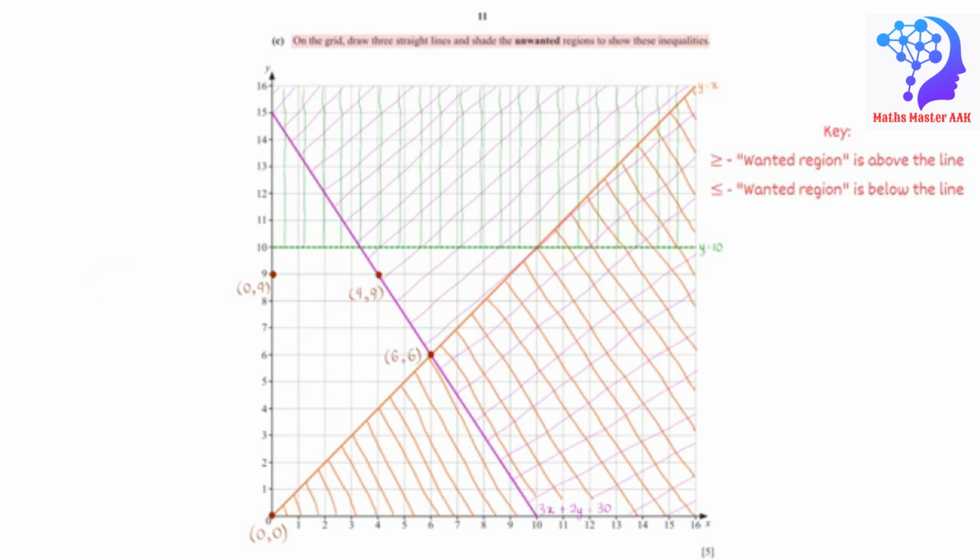For the inequality y is greater than or equal to x, the region above the line y is equal to x is wanted, and so we are going to shade the region below y is equal to x. For the inequality 3x plus 2y is less than or equal to 30, the region below the line is wanted, and so we are going to shade the region above the line.